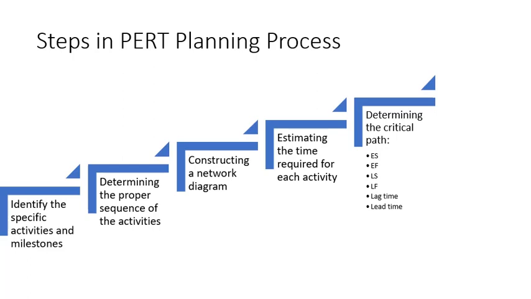Very easy. Okay. Then we have two more quantities, that is lag time. Lag time is a modification of a logical relationship which directs a delay in the successor task. For instance, in a finish to start dependency with a 10-day lag, the successor activity cannot start until 10 days after the predecessor has finished. So that is referred to as lag time.